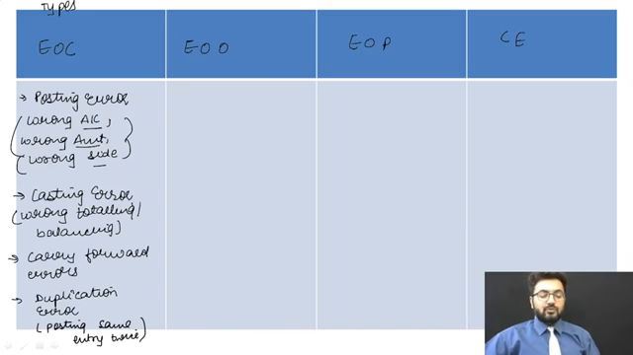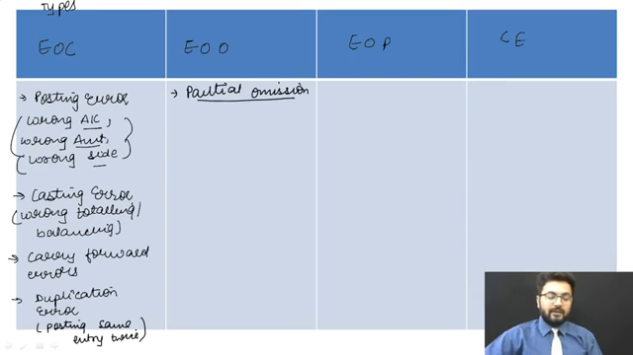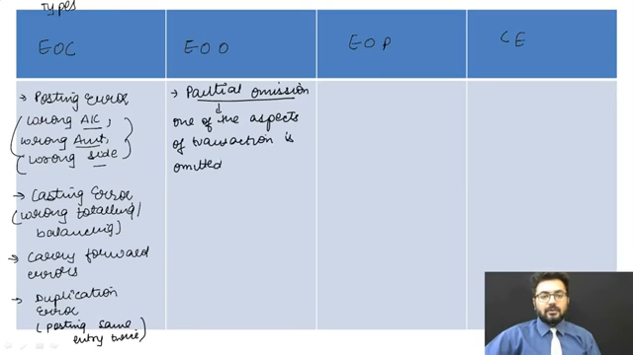Now EOO refers to the errors of omission. In this, you will find there are a couple of types. That is partial omission. Partial omission here refers to one of the aspects of a transaction. Every transaction has a couple of aspects, debit and credit. So one of the aspects of the transaction is omitted, left out from being recorded.